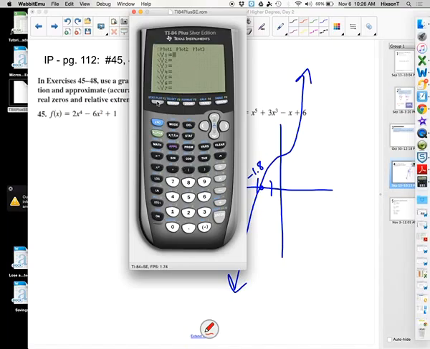First of all, if we hit the y equals, we're going to graph this function: 2x to the fourth minus 6x squared plus 1, and we'll just hit graph. Alright, and this one actually looks a lot like we would expect a quartic function to look like.